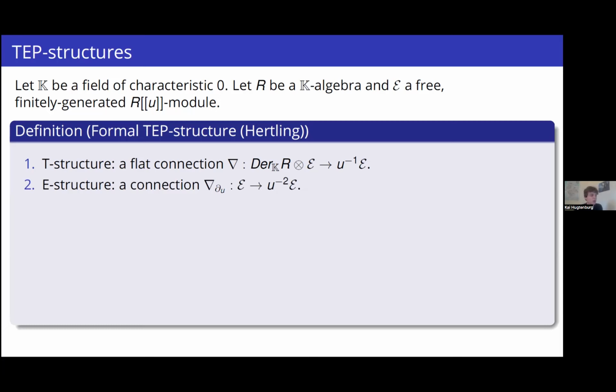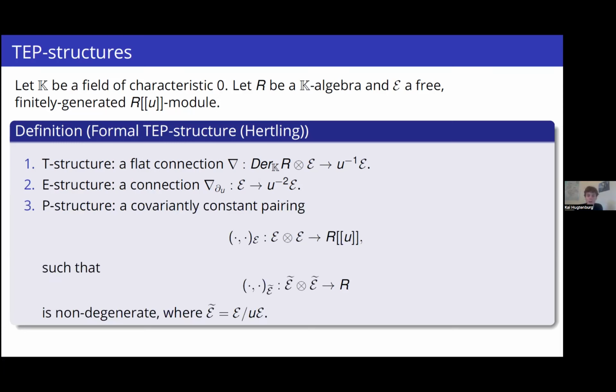And U will also sometimes be called the equivariant parameter. This comes from some S1 action, but I won't really say anything about that. So an E structure is a connection in the U direction. This has a pole of order 2 at U equal to 0. And finally, we need a P structure, which is a pairing on E.